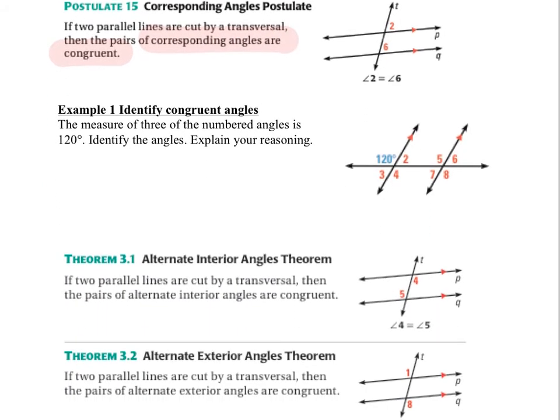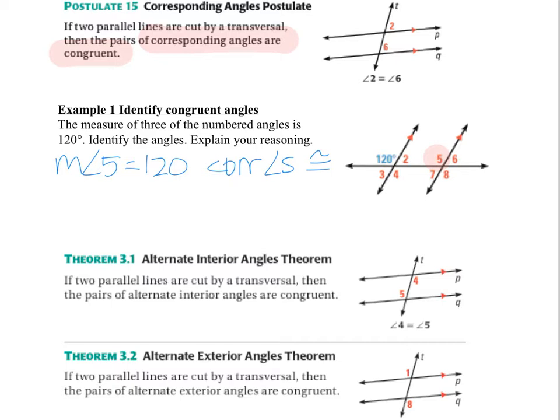Okay, so we're going to identify congruent angles. The measure of three of the numbered angles is 120 degrees. Identify the angles. So the first thing that we can do is look at our corresponding angles, which is corresponding to the 120 would be angle number 5. So the measure of angle 5 equals 120. Corresponding angles congruent.